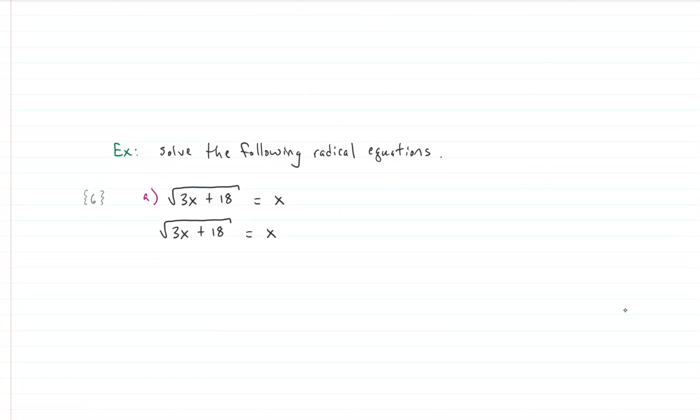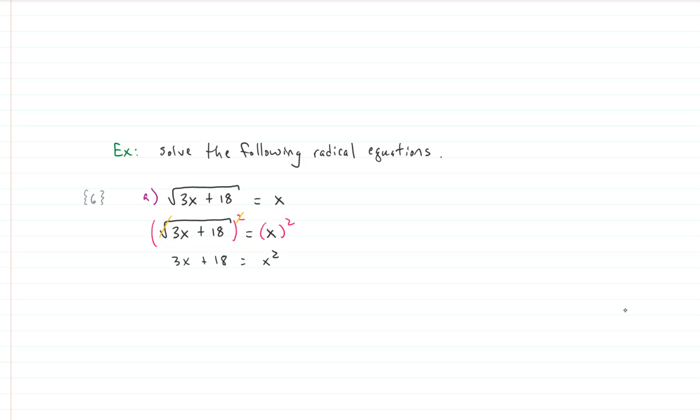Let's solve a radical equation. Our first equation here is square root of quantity 3x plus 18 equals x. Lucky for us, the radical is isolated, meaning it's just by itself on the left side of the equation, and everything else is on the right side. So now the next step would be to square both sides because we're dealing with a square root. So the square and the square root cancel, and we are left with 3x plus 18 equals x squared.